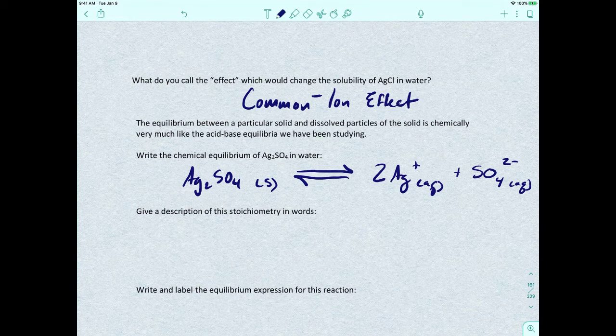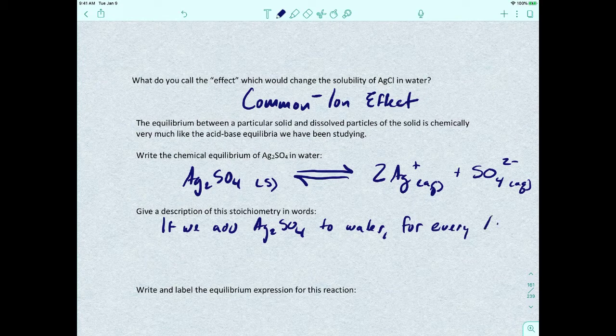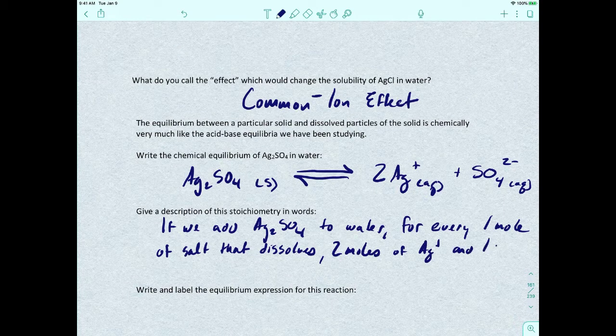And if we give a description of the stoichiometry in words, what we're saying is that if we add Ag2SO4 to water, for every 1 mole of salt that dissolves, 2 moles of silver ion and 1 mole of sulfate ion will be in solution.